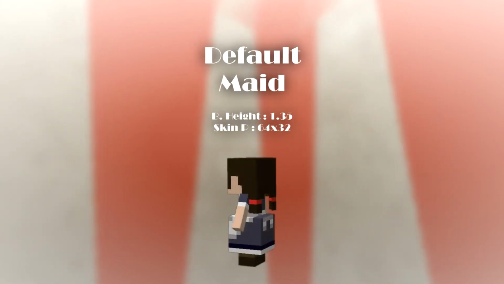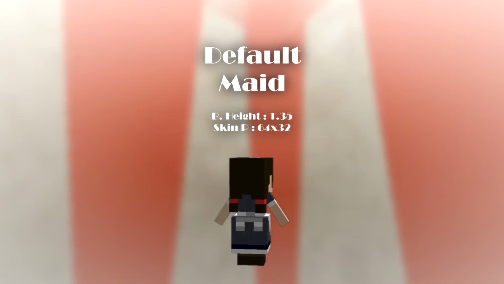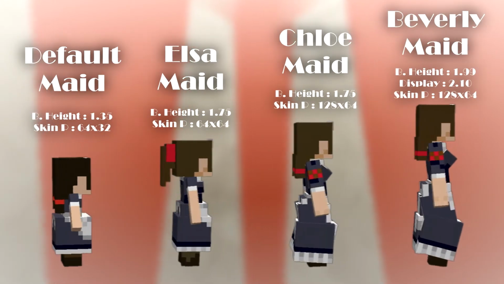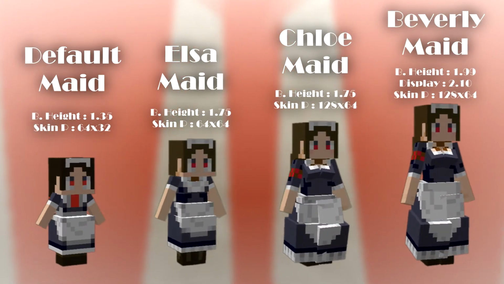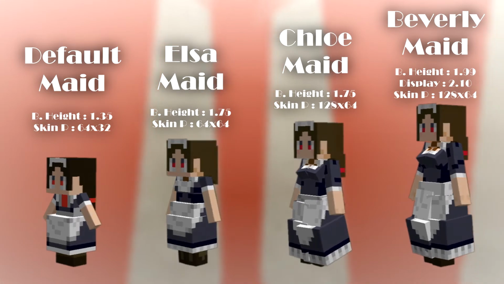You want a small maid? The default should be fine. You want a tall maid? Then take the Beverly model for it. You can check the name of a model by looking directly at its files.